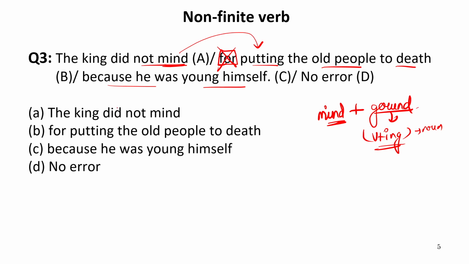So the correct sentence will be the king did not mind putting the old people to death because he was young himself. Therefore, the error is in part B. This for should be removed. So the answer is B. Now let us move to the next one.